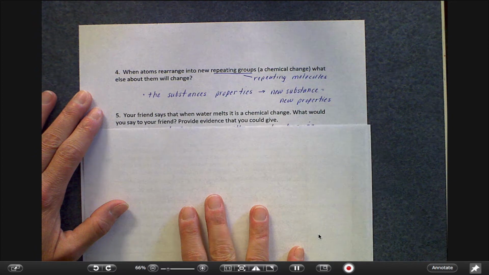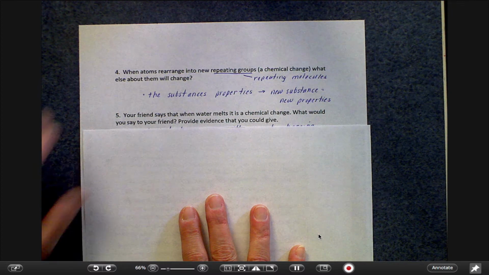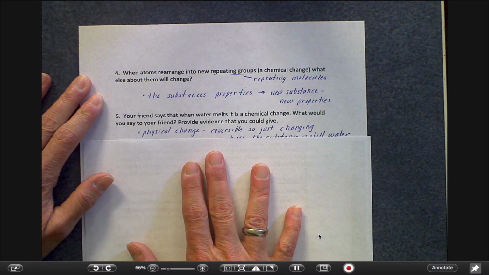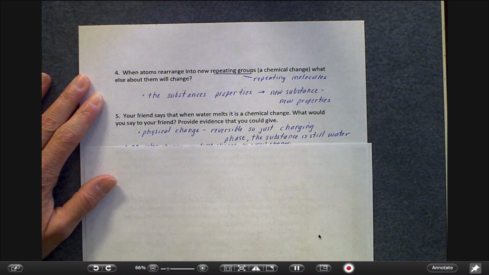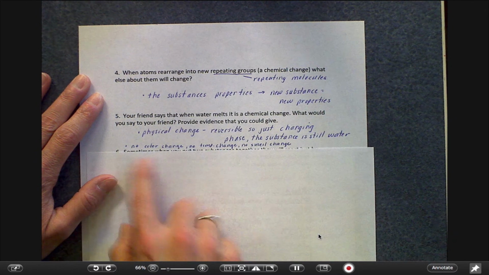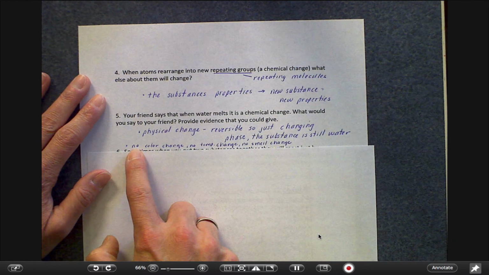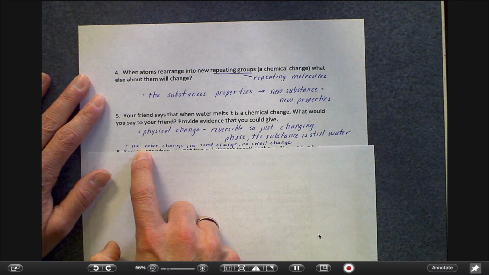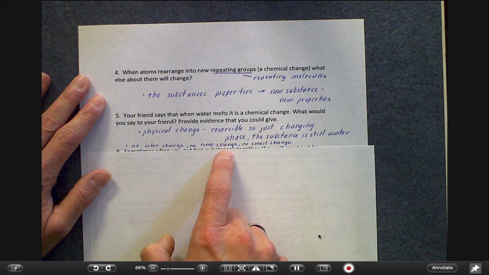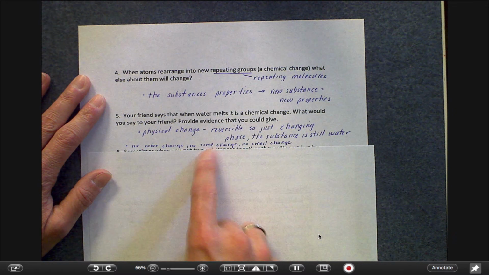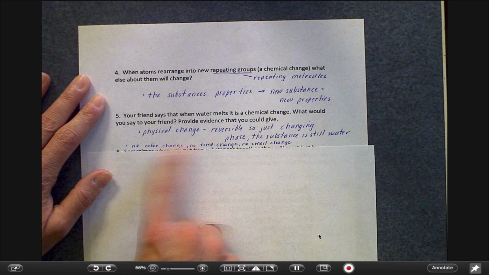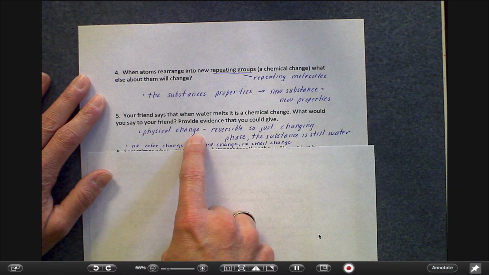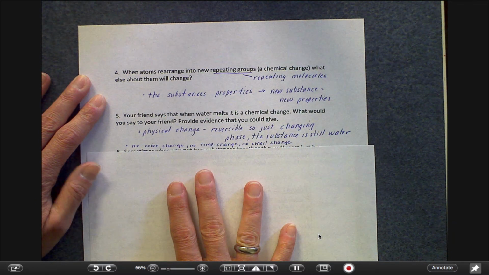Question number 5. Your friend says that when water melts, it is a chemical change. What would you say to your friend and provide evidence that you could give? If it's changing phase, we know that's a physical change. It's reversible. The substance is still water, but the important thing that we can link back to, we're not seeing any evidence that a chemical change occurred. There's no color change, there's no temperature change, there's no smell change. When we did vinegar and baking soda and we did our reaction in a bag, we saw these to show that a chemical change occurred. None of that changed up here, so we just have a physical change.